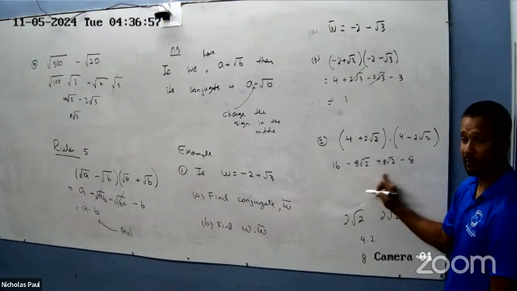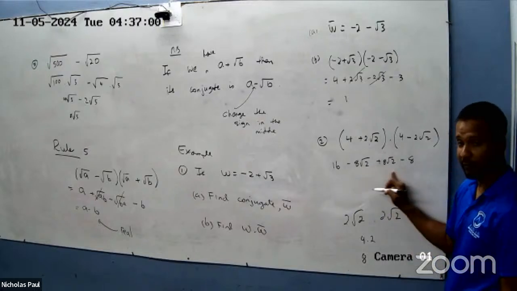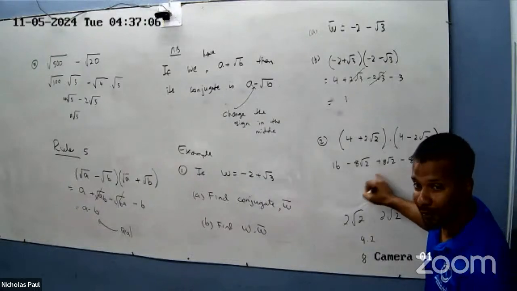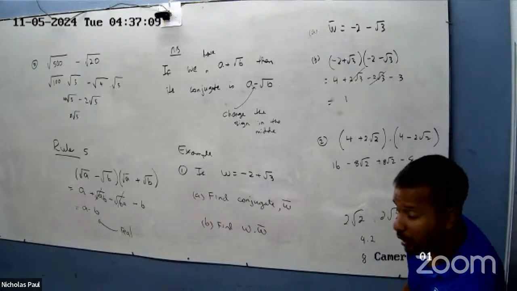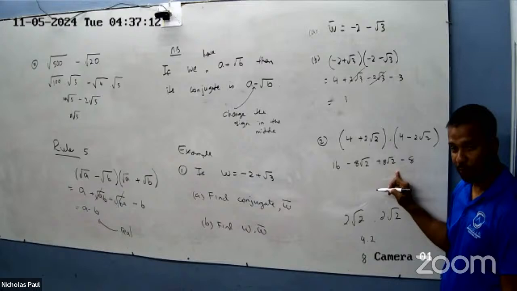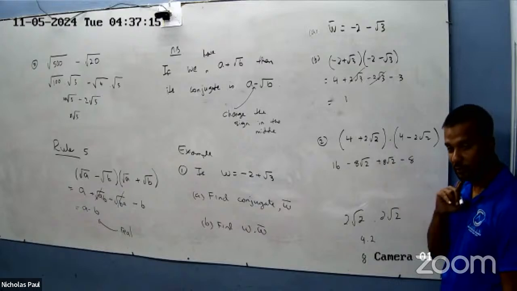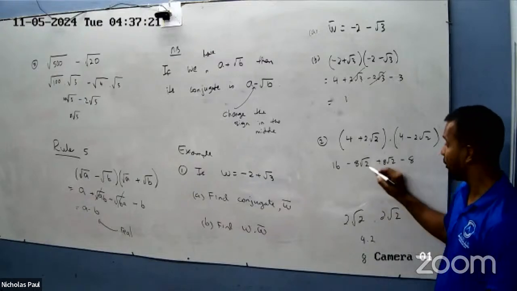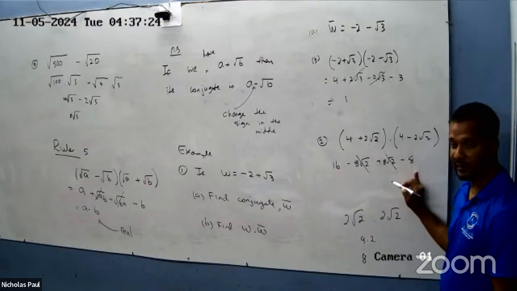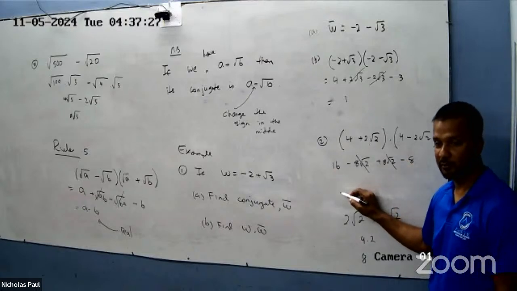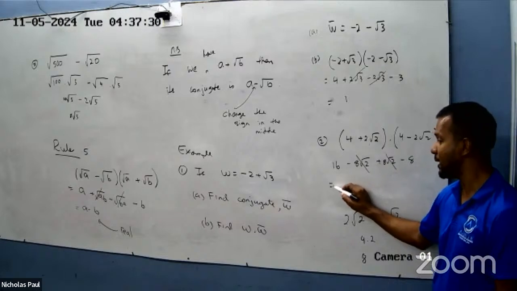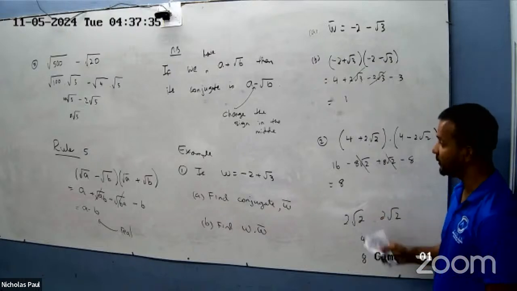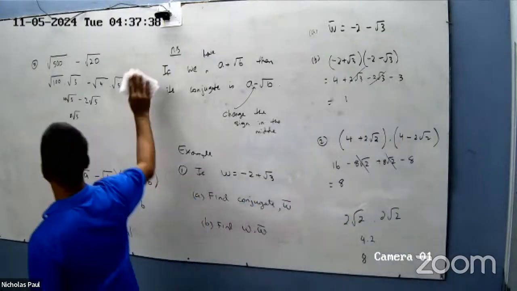What will happen here, Emmanuel? What will happen with minus 8 root 2 and plus 8 root 2? It will cancel, right? And then 16 minus 8 is? That's how much? Okay, 8. And good job, Serena.